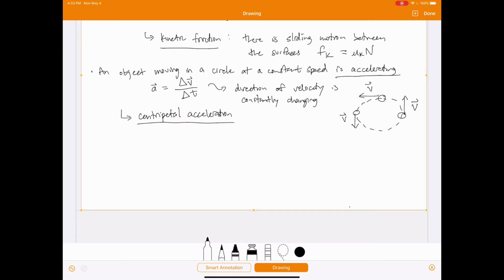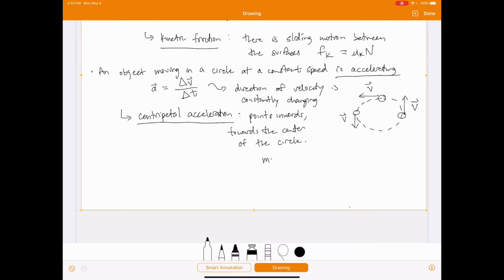And the reason we call it centripetal acceleration is because it points inwards, that is, towards the center of the circle. Okay, so centripetal is a word that means center seeking. So if it points towards the center of the circle, we call it centripetal acceleration.